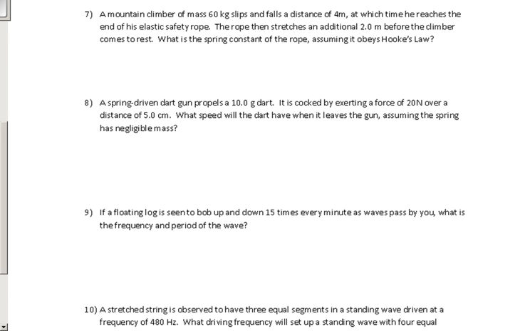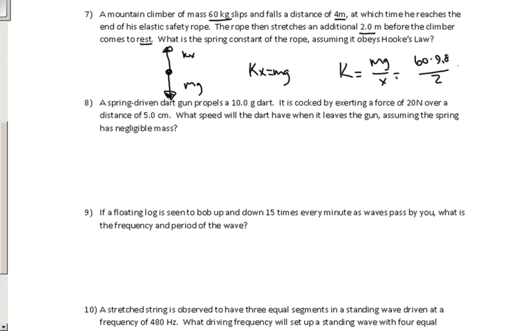For question 7, with our mountain climber, their mass is 60 kilograms, they slip and fall a distance of 4 meters, at which time they reach the end of the safety rope, which then stretches, so we end up having a spring equation, or spring force. So if we looked at a free body diagram, when the person comes to a rest, we've got mg down, we've got kx up, so that means that kx is equal to mg, so our k is then equal to m times g over x, which is 60 times 9.8 divided by 2, which gives us, let's see, 294 newtons per meter.